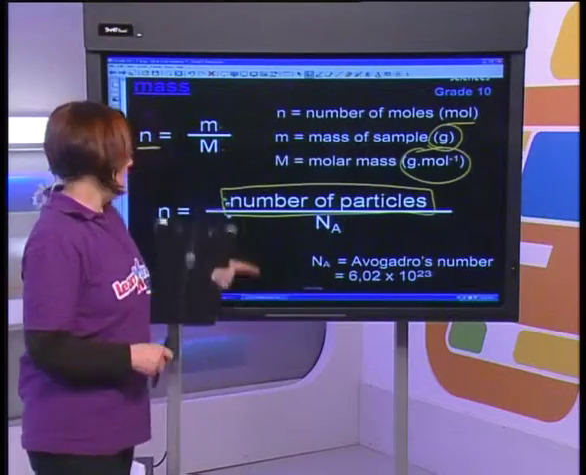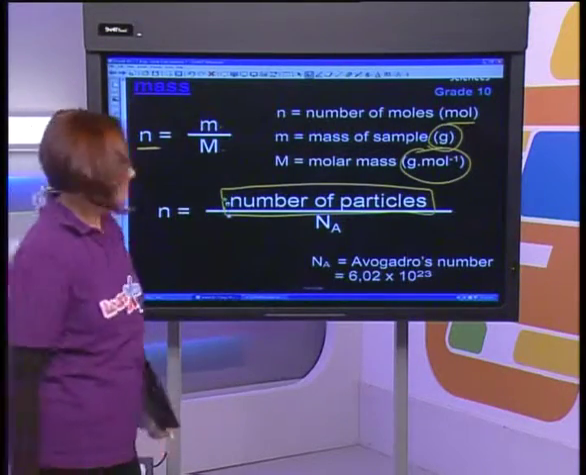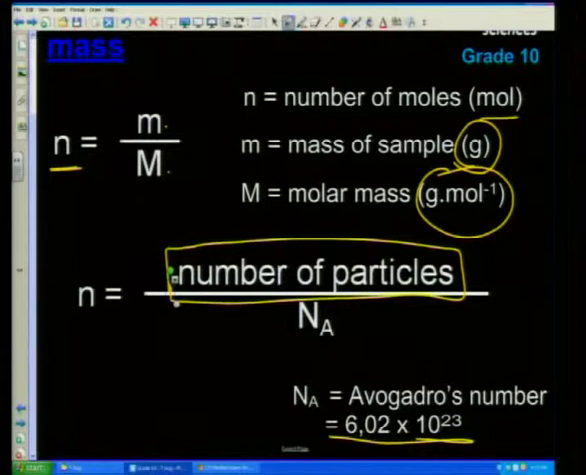Anyway, so number of particles divided by Avogadro's number, 6,02 times 10 to the 23. And yes, you will be given that on your information sheets. Okay, so stop stressing about it. But you must make sure you get to use this correctly.